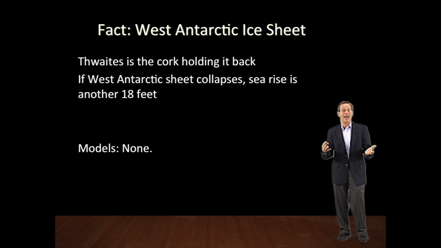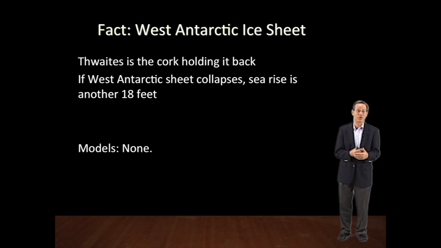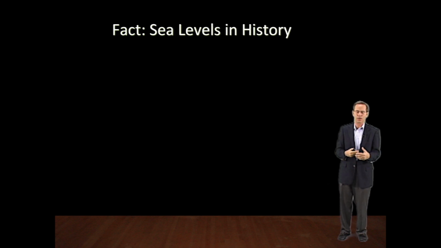And behind that, the West Antarctic ice sheet, where Thwaites is holding that back, and if that collapsed, you'd see a sea rise of another 18 feet. We certainly hope that doesn't happen, but you can see these events being set in motion without question.